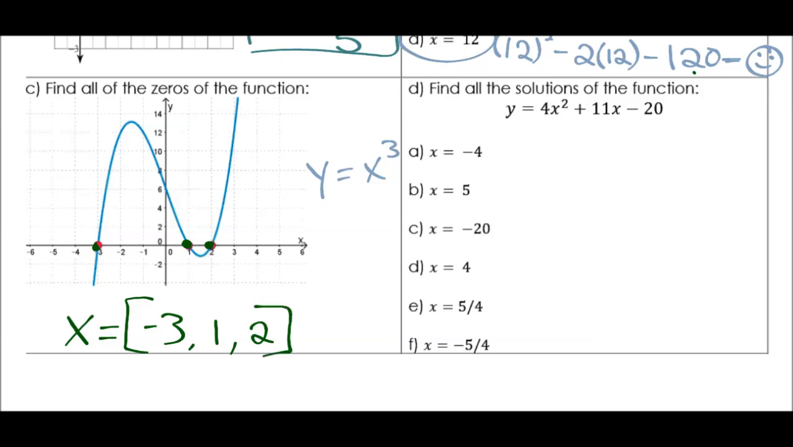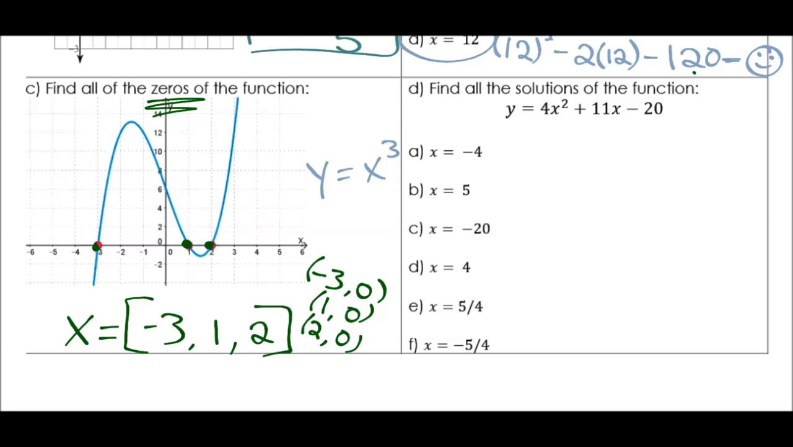Again, you can list those out as ordered pairs. Negative 3, 0, 1, 0, and 2, 0. All of those are zeros of the function because y equals 0, and those are the x values that make y equals 0.